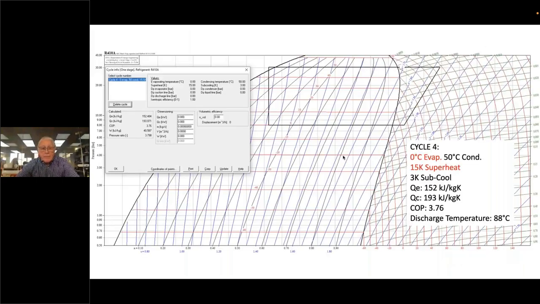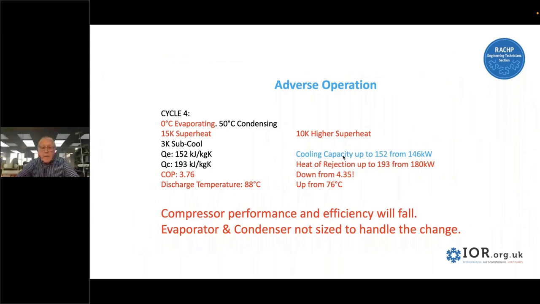Here are the effects: 10K superheat higher, and the cooling capacity is actually up theoretically to 152 kilowatts. Sounds good. Heat of rejection is also up, however, and my condenser will not be able to handle that, nor will the evaporator. So the compressor will suffer even more than before.